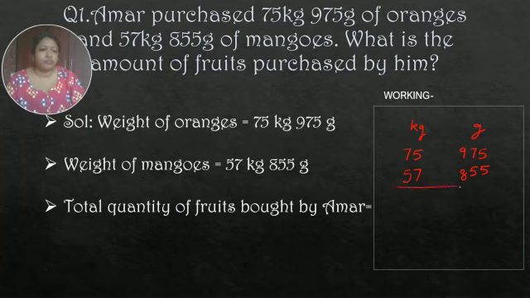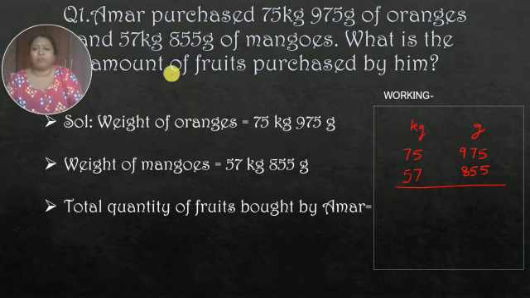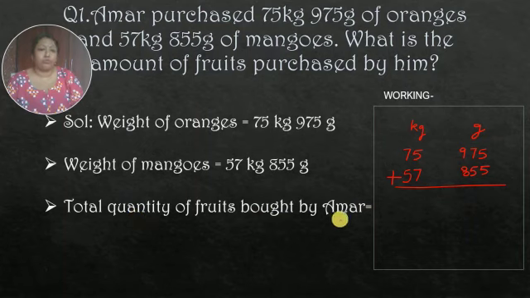Now what we have to do? Yes, as I told you, we need to recognize the particular operation, whether we have to add or whether we have to subtract. Now what's written here? What is the amount of fruits purchased by him? So what we have to do here? Yes, we have to add. We have to find the total amount of fruits bought by Amar. So we need to add both the quantities to find our answer.